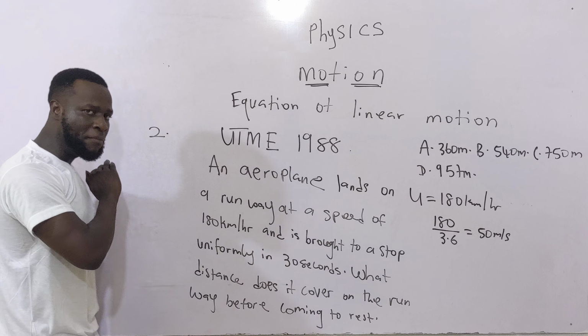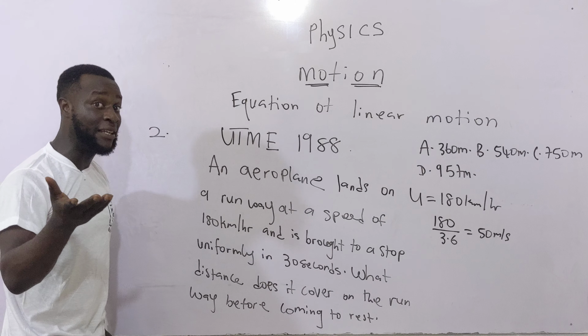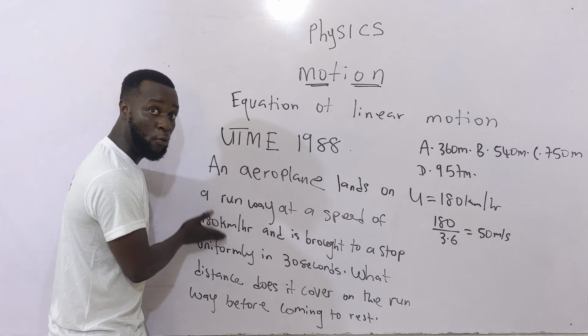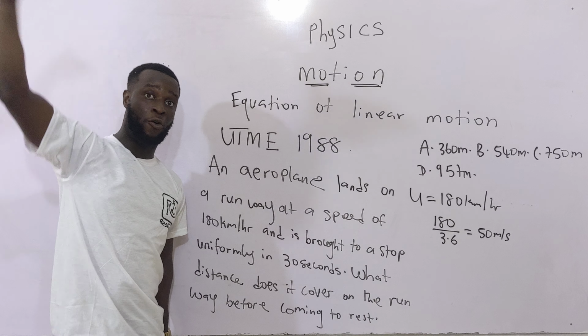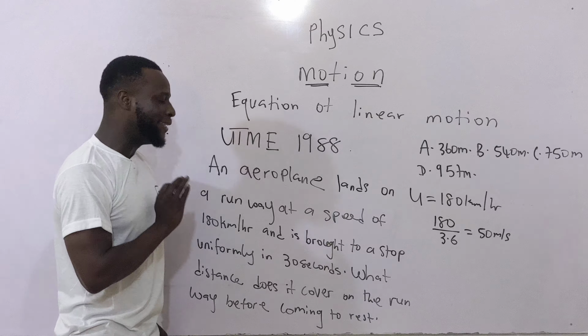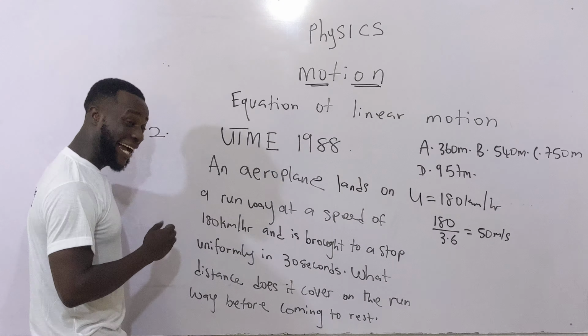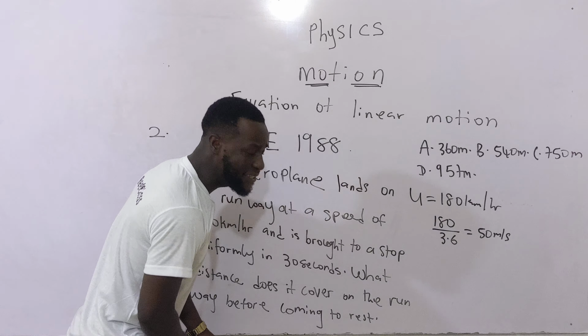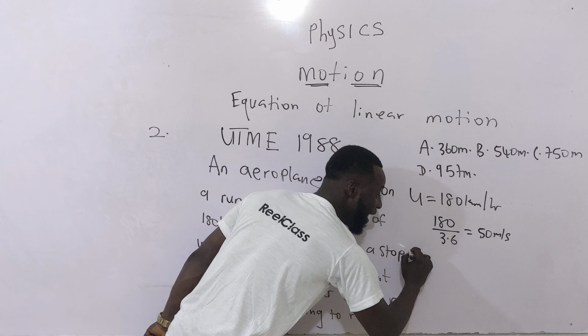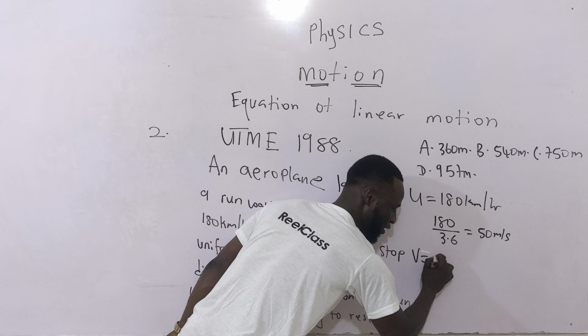Here, they did not mention the acceleration or the deceleration, but obviously I know that this aeroplane was decelerating, because it was moving with a velocity before and then it came to rest. So it is decelerating, but they did not give us the value of the deceleration. They only told us that it decelerated to rest. If it decelerates to rest, then final velocity will be equal to 0.